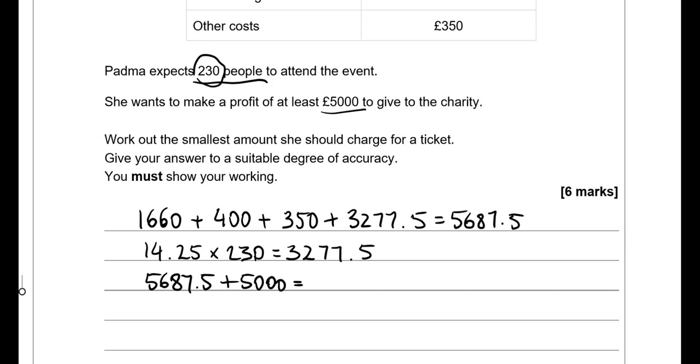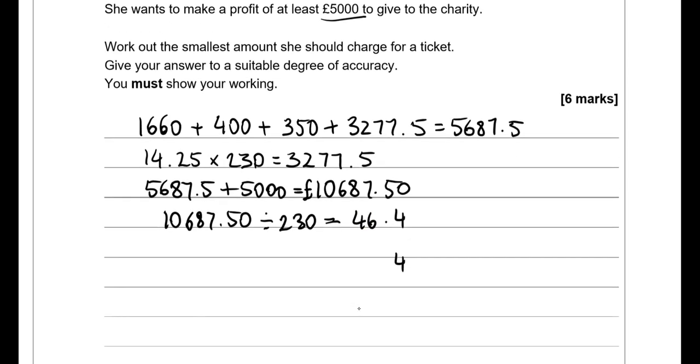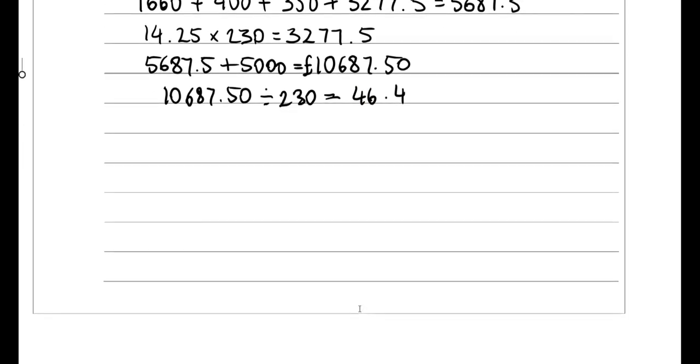And that's going to give us £10,687.50. If we divide it by 230, we're going to get how much they should charge per person, the least amount, which is 46.4. So that is £46 and 40 pence.